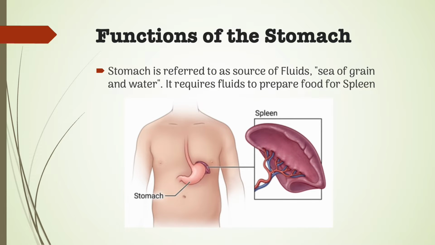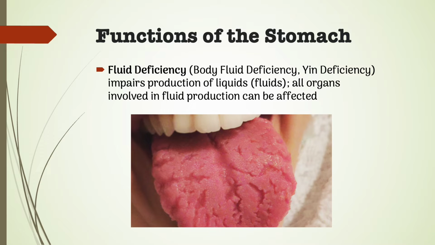Stomach is referred to as source of fluids, sea of grain and water. It requires fluids to prepare food for spleen. Fluid deficiency, which includes body fluid deficiency or yin deficiency, impairs the production of liquids. All organs involved in fluid production can be affected.